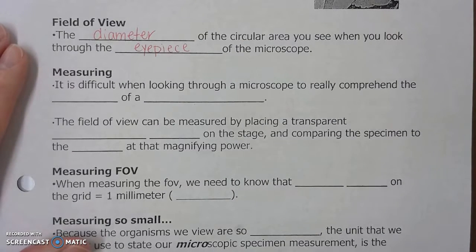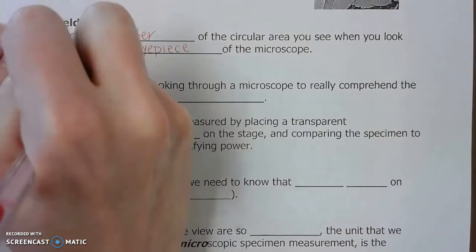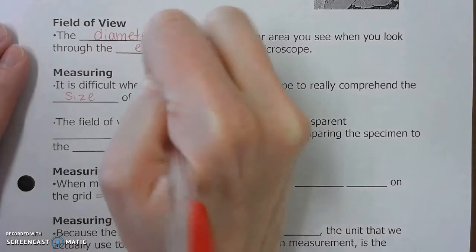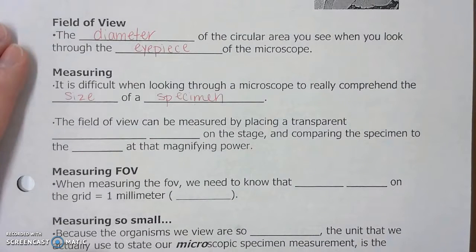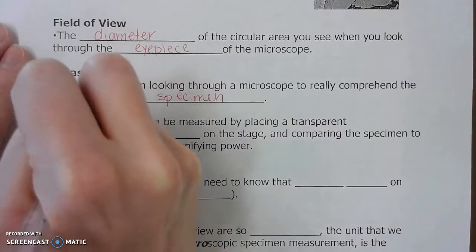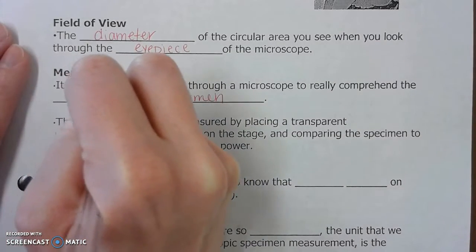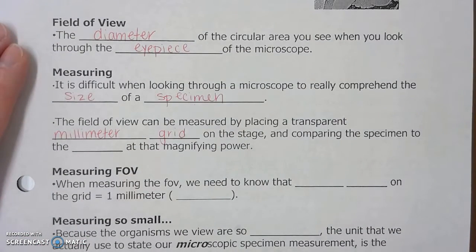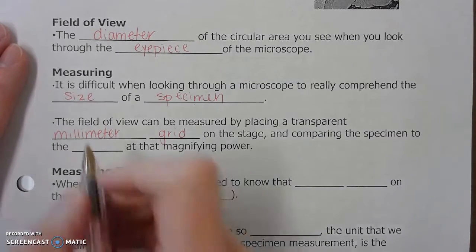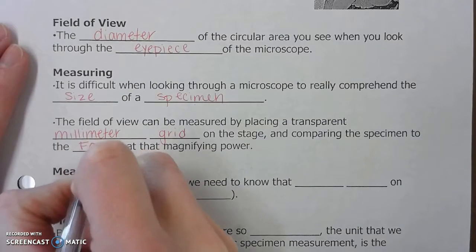Measuring. It is difficult when looking through a microscope to really comprehend the size of a specimen. The field of view can be measured by placing a transparent millimeter grid on the stage and comparing the specimen to the field of view at that magnifying power. So for field of view here, I'm going to abbreviate FOV.